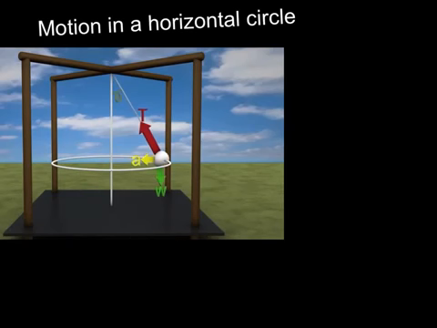Okay, so we're going to take a look at motion in a horizontal circle. One of the easiest ways to generate motion in a horizontal circle is called the conical pendulum. An object is suspended by a cord and then projected sideways, and it starts to describe a horizontal circle.